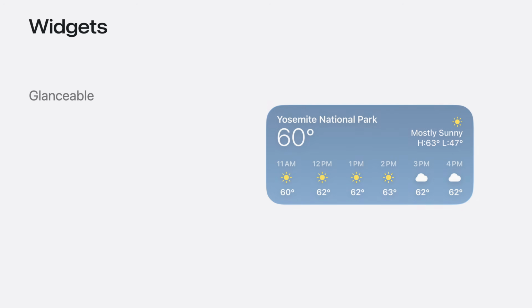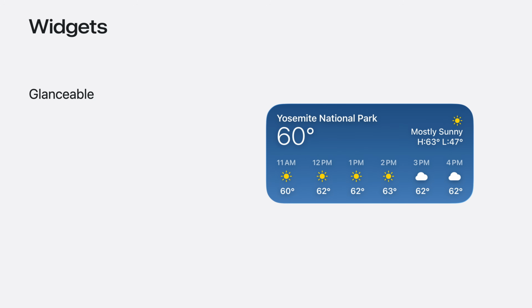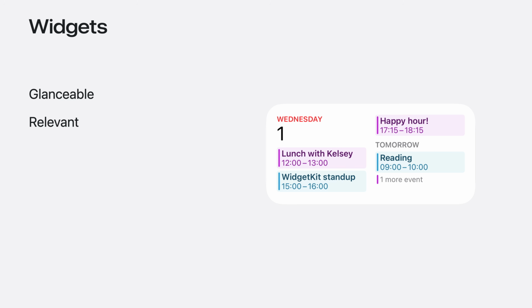There are three qualities that make widgets memorable. Widgets are glanceable. People should be able to understand your widgets with a quick glance. For example, weather shows me just enough information about the current forecast to help me get ready for my day. Widgets are relevant. Widgets content should match expectations for time, personal patterns, and location. The calendar widget shows me the next events at the current time and updates throughout the day.